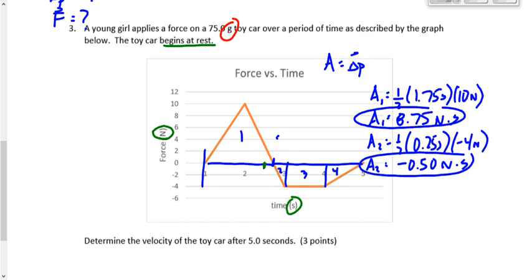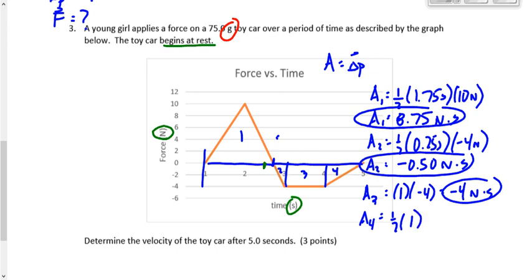Area 3, this one's a little bit easier because it's just a rectangle, but it's also below the x-axis. We're going from 3 to 4. The base is 1. The height is -4. That's -4 Newton seconds. Area 4 is 1/2. The base is 1 again from 4 to 5, and the height is still -4. So that gives me -2 Newton seconds.